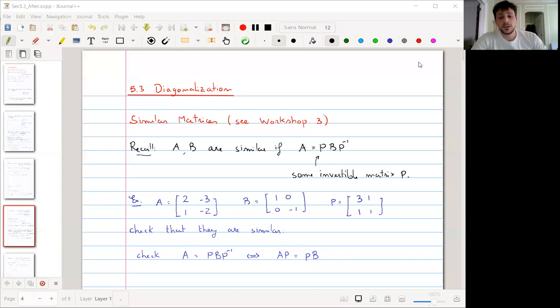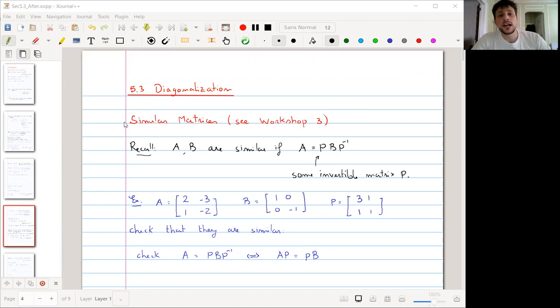Hello, everyone. This video and the next will be about diagonalization of matrices, which is a procedure to go from a certain square matrix to a related diagonal matrix. We'll see why it's important and we'll see how it's done.